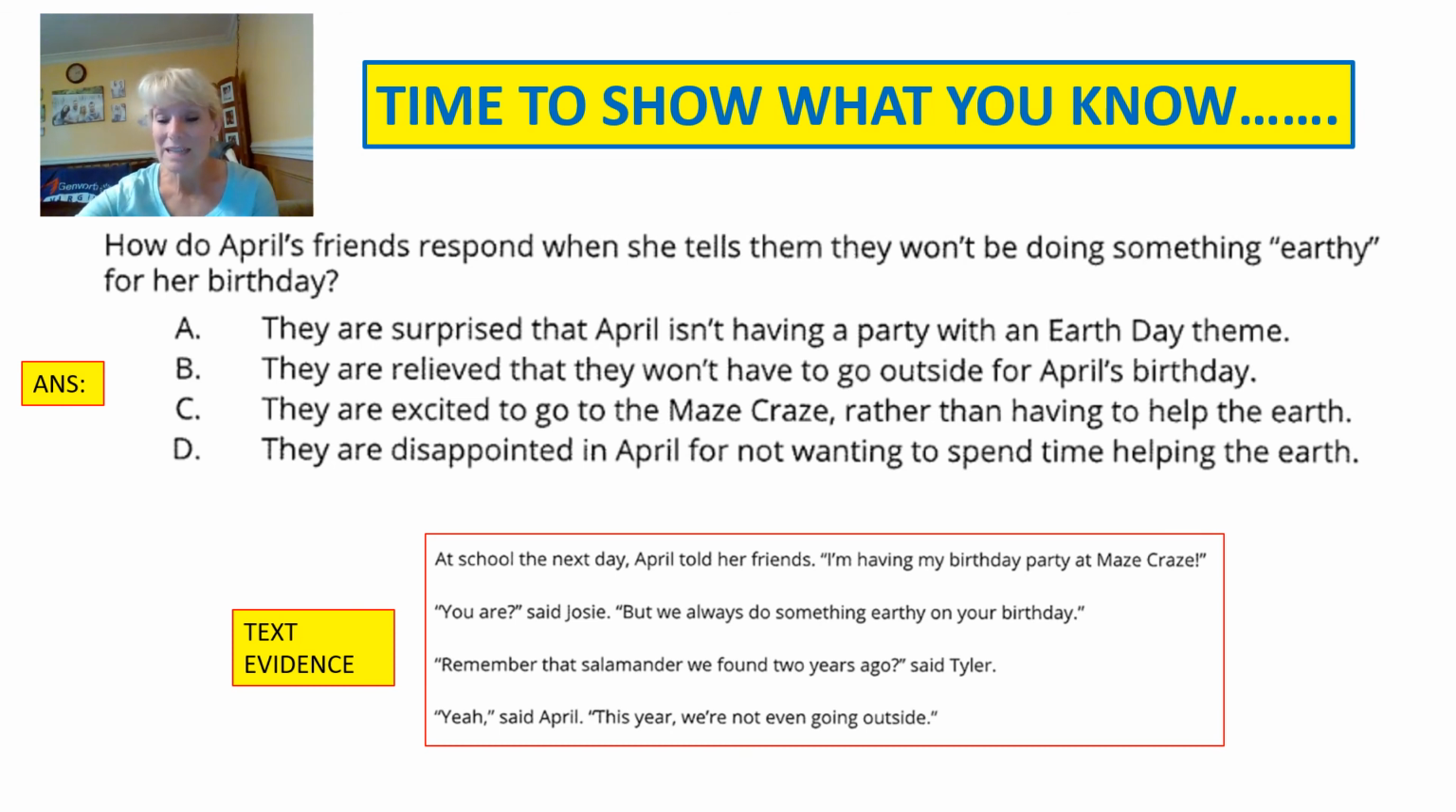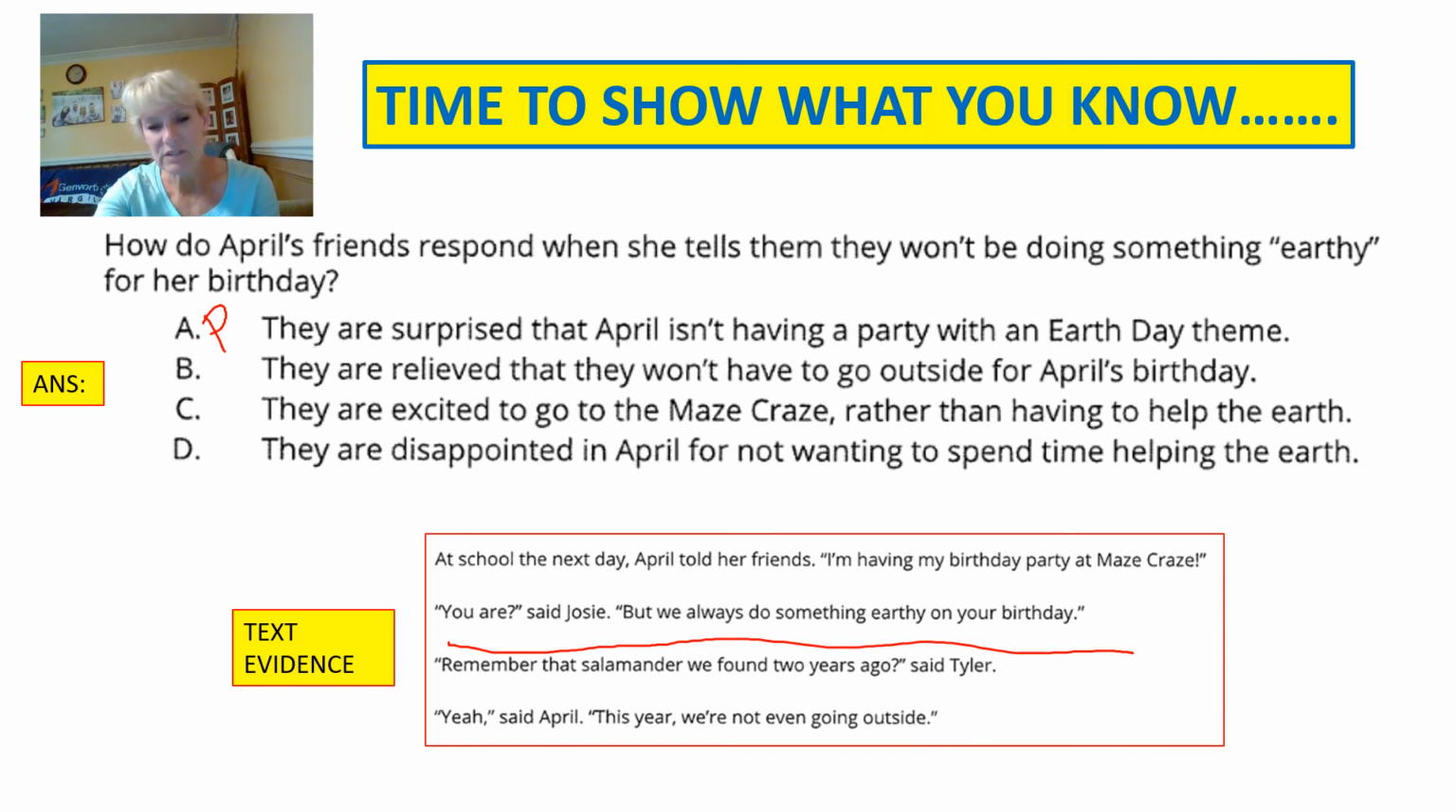So from my text evidence, when she says "You are? But we always do something earthy on your birthday," that makes me think that she's really pretty surprised. And then she goes on and tells about how they enjoyed finding the salamanders 2 years before. So I think that maybe the kids were surprised. So let's see if we can find that. They are surprised that April isn't having a birthday party on Earth Day with an Earth Day theme. That's going to get a P for possibility.